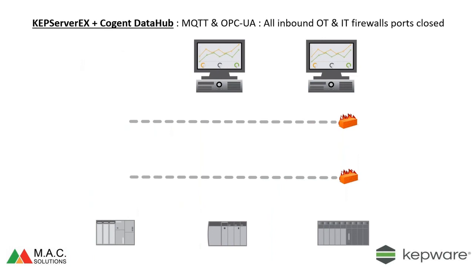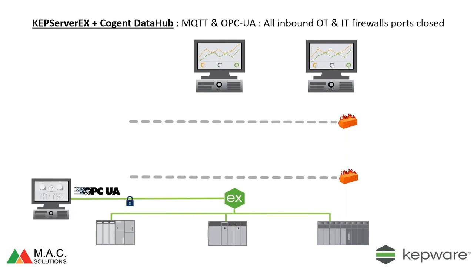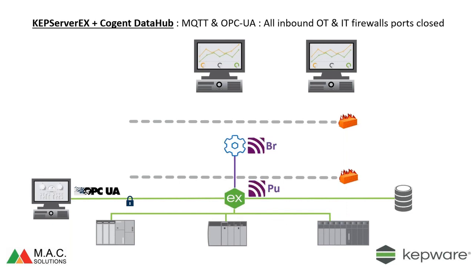You can achieve a similar solution using KEPServer and Cogent using MQTT. So here you have your KEPServer software getting data from the PLCs. It's pushing data locally to an OPC UA client, which is your SCADA. It's logging data to a database. It can then publish the data to an on-premise MQTT broker, which is the Cogent software. And at the top of that, you can then get your OPC UA data out.